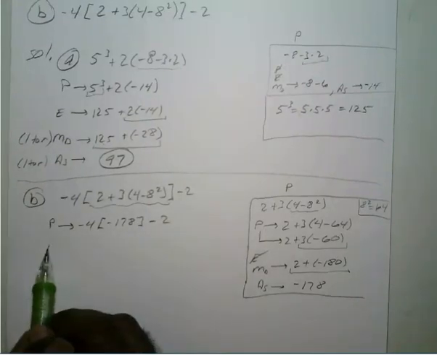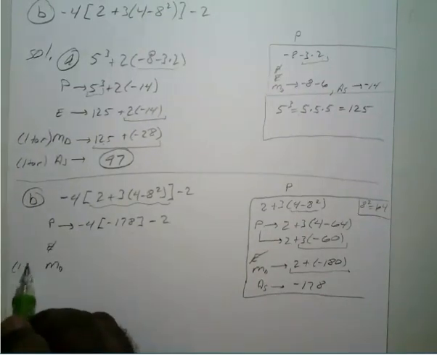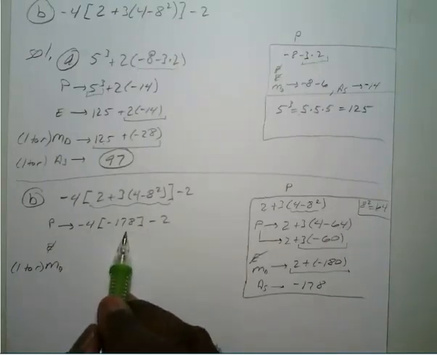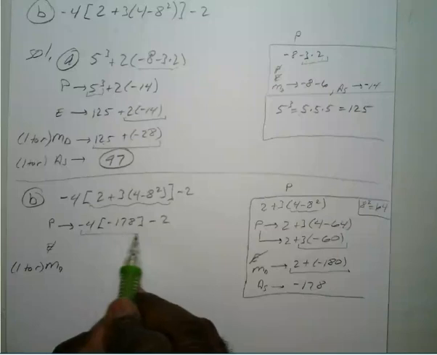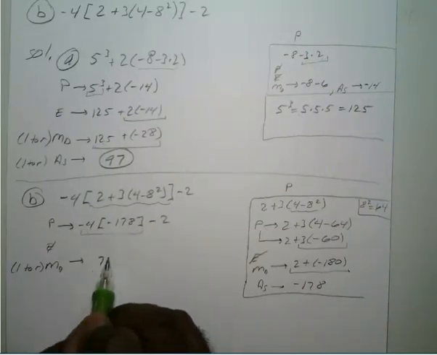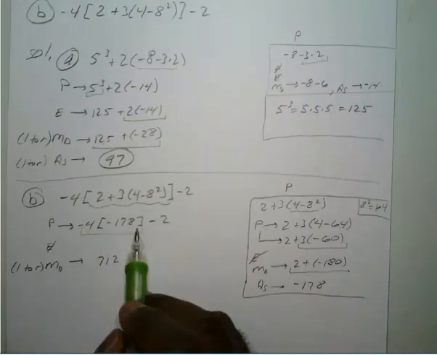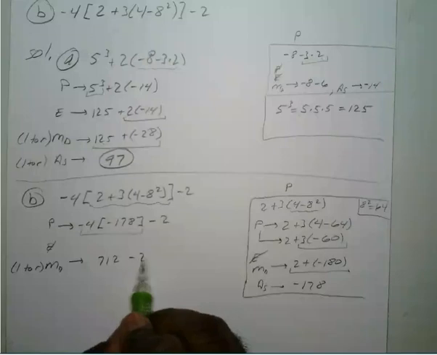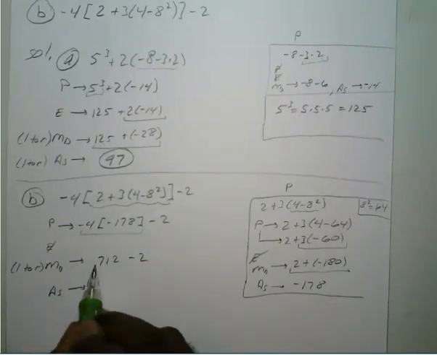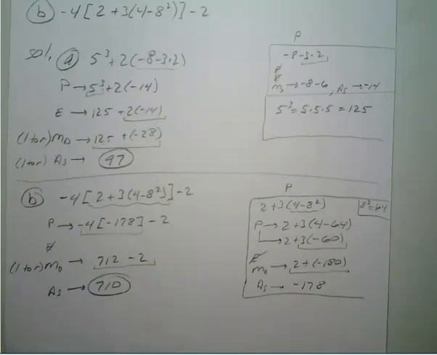Now we look, we don't have any exponents. We do have multiplication or division from left to right, because you have negative 4 times negative 178, which gives us 4 times 178 is 712. And negative times a negative is a positive, so that stays positive. So we have 712 minus 2, and we do our adding and subtracting. 712 minus 2 is 710.